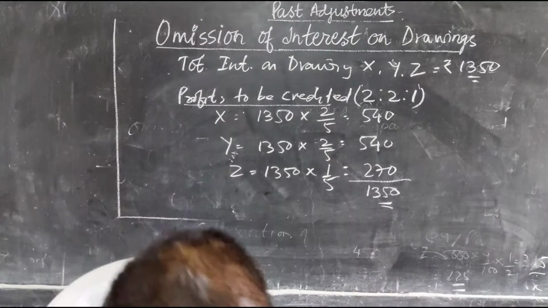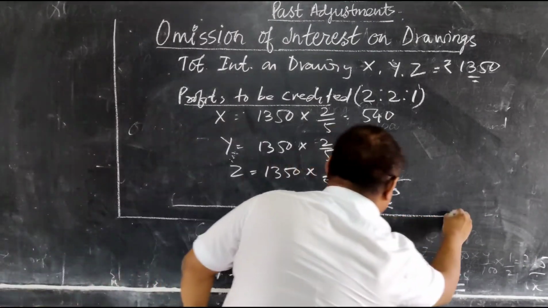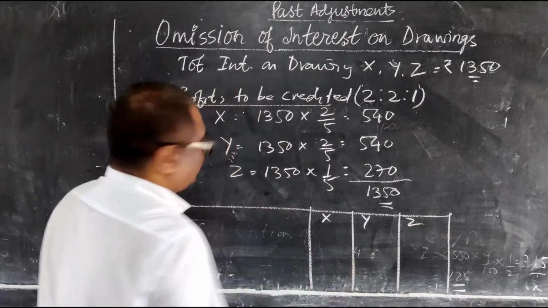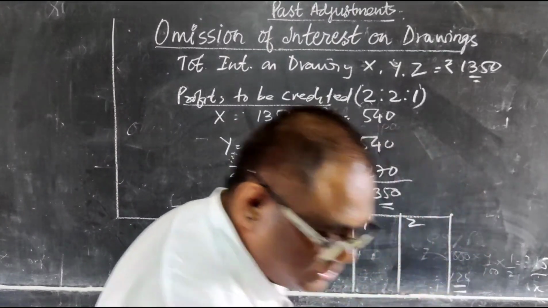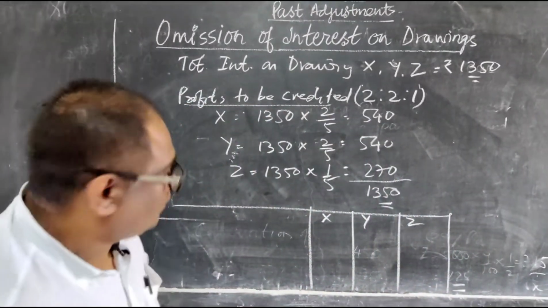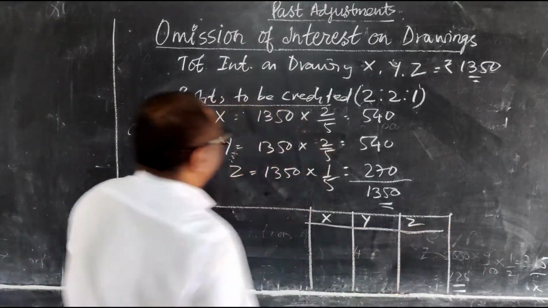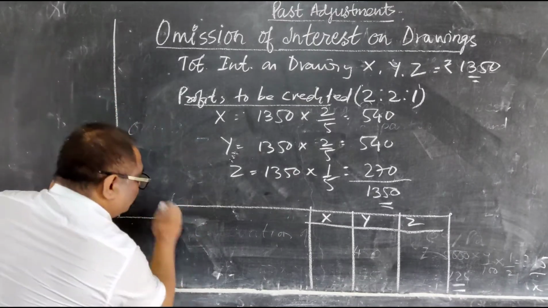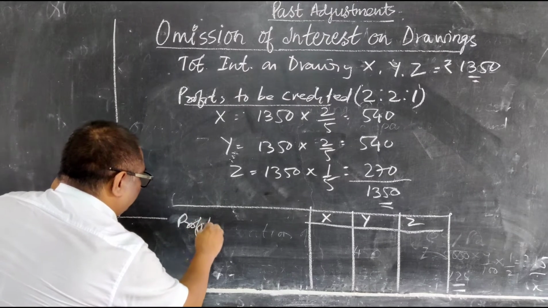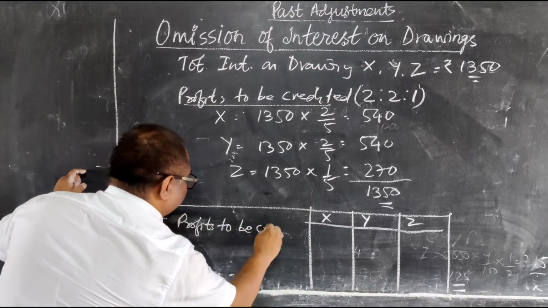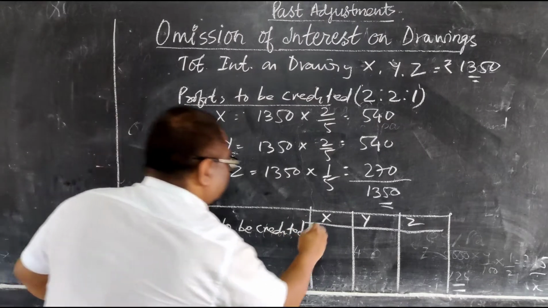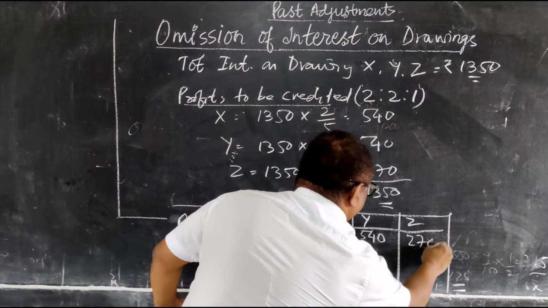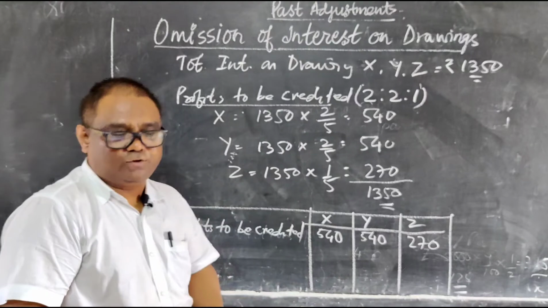Now, the partners are X, Y, and Z. Profits to be credited, that is, to be given to the partners: X will get 540, Y will get 540, and Z will get 270.